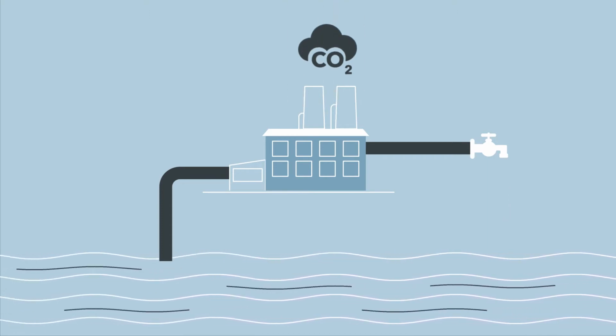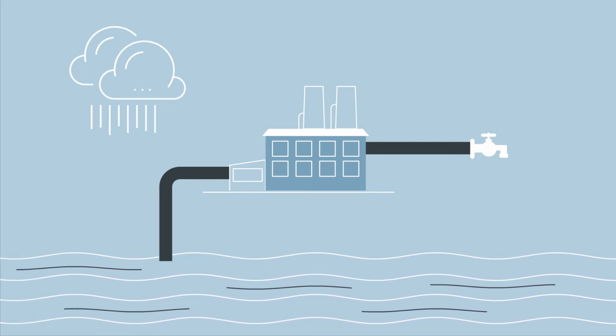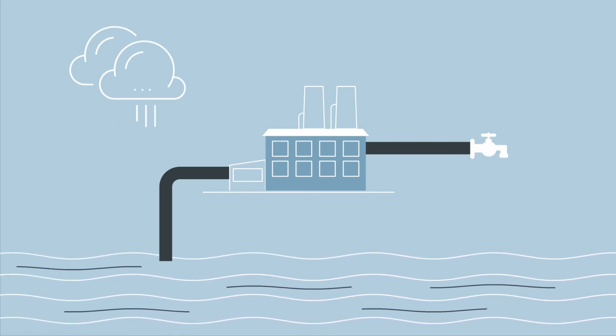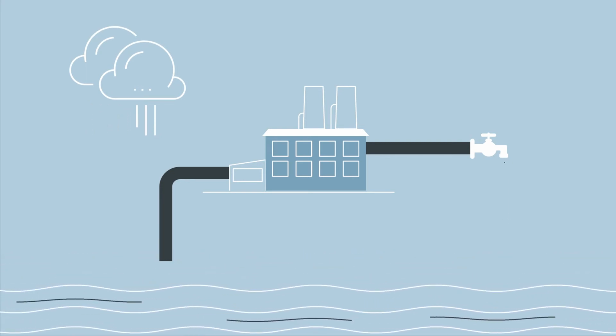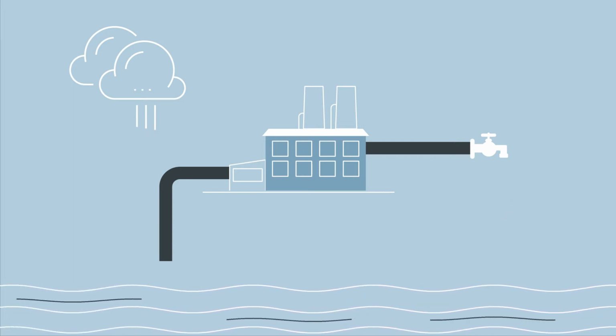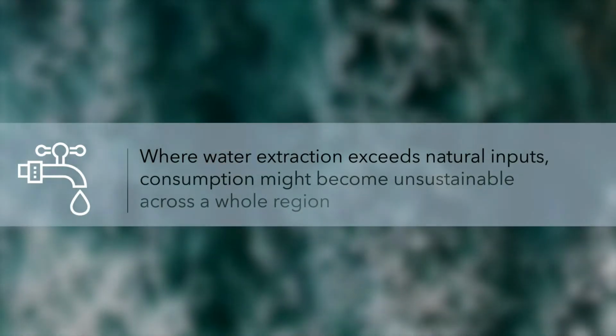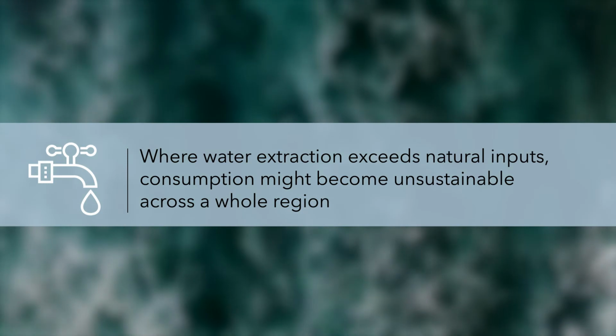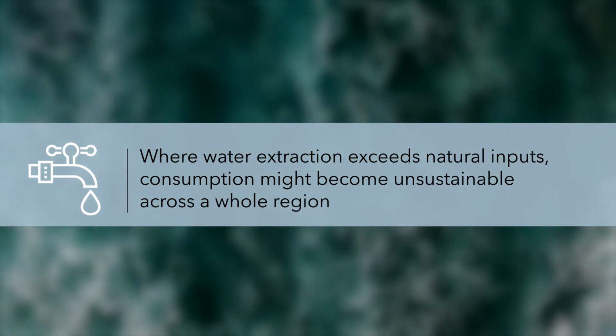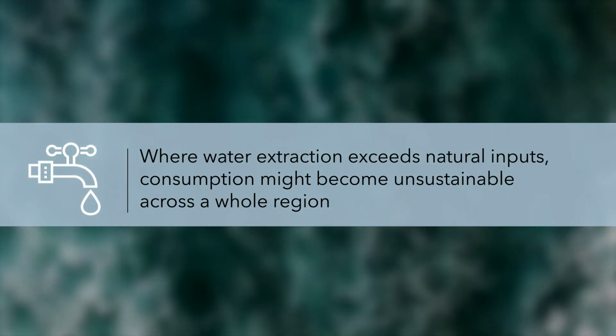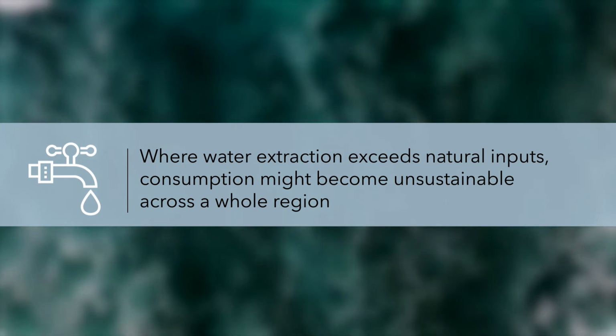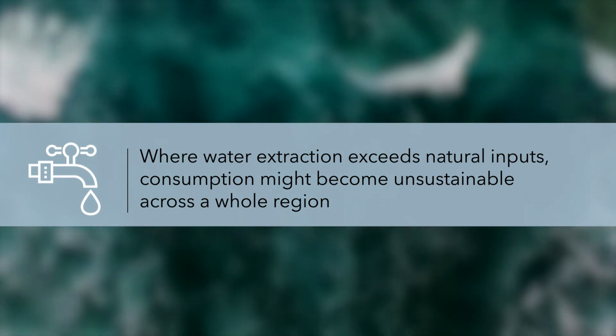CO2 emissions from the manufacturing will also contribute to the effects of climate change. This could indirectly lead to lower rainfall in the catchment area, reducing the plant's supply of fresh water. Where water extraction exceeds natural inputs through rainfall, freshwater consumption might become unsustainable, not just for the business in question, but across a whole region.